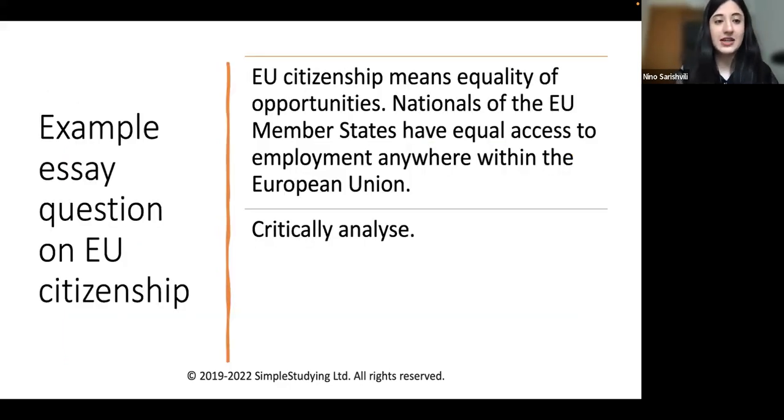Example essay question that you may get in EU law. EU citizenship means equality of opportunities. Nationals of the EU member states have equal access to employment anywhere within the European Union. Critically analyze. So you need to argue for and against. Is this statement true? To what extent?